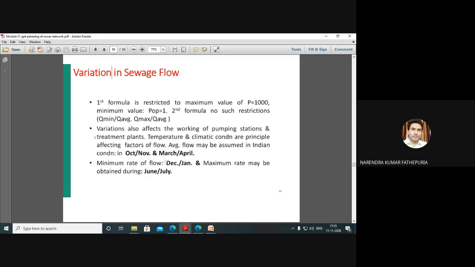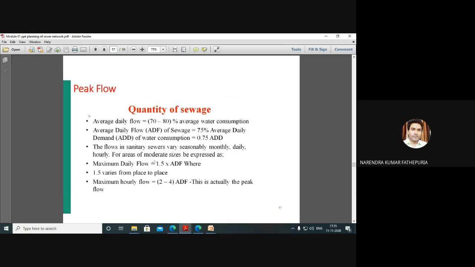Various ratios you have to calculate: Q minimum by Q average, Q max divided by Q average. This variation depends on climatic factors. There are 4 seasons in India, so based on this, we have to assume the variations of sewage flow. You have to consider fluctuations throughout the year: in October, November, March, and April, what should the flow be? The minimum rate of flow will be considered in December and January. The maximum rate will be considered during June and July, the peak summer season.